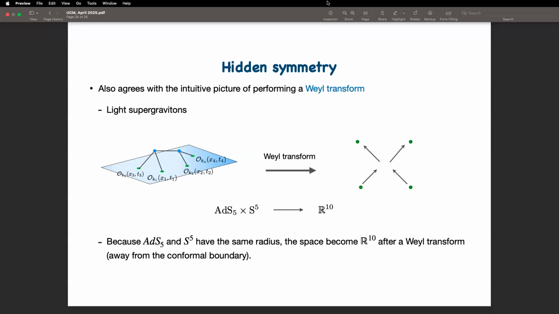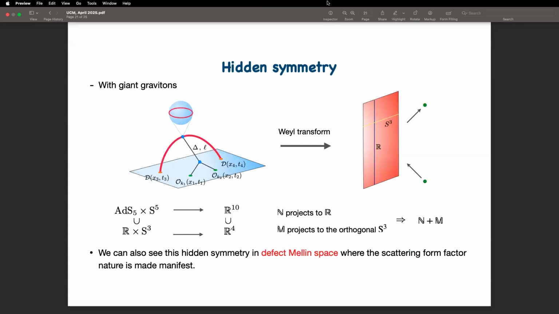Okay, now let's go to our story. In our story, we have these light gravitons, but we also have these giant gravitons. And in the string theory description, these are D3 branes wrapping an S3 in S5. So when we do a Weyl transformation, in addition to getting this R10, we also get an R4, which corresponds to the worldvolume of this D3, right? So there's an R part, and there's also this S3 part. And these 4-point functions will correspond to the form factor of two closed string modes scattering with this D3 brane.